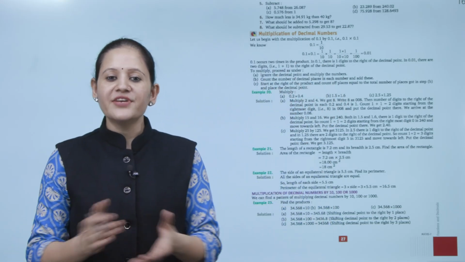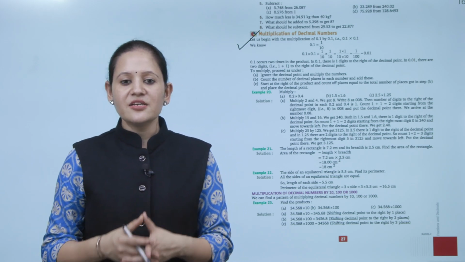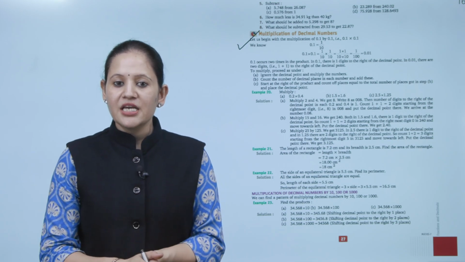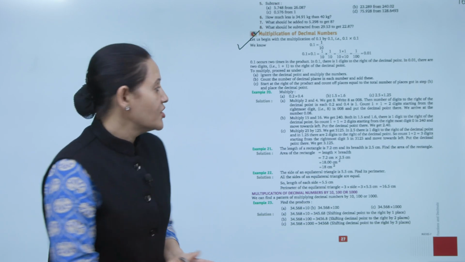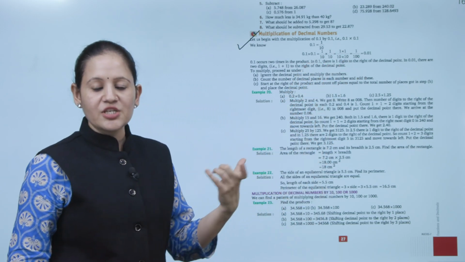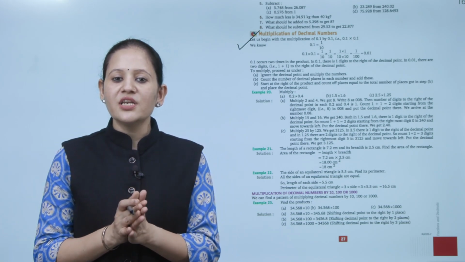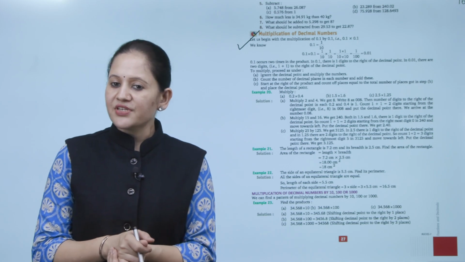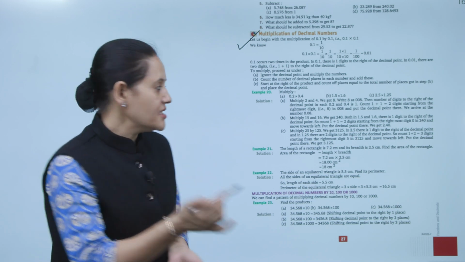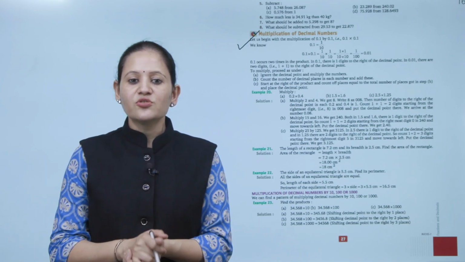Next is multiplication of decimal numbers. Let us begin with the multiplication of 0.1 by 0.1. 0.1 can be written as 1 by 10. So we can write 1 by 10 into 1 by 10, that is equal to 1 upon 100, and that can be written as 0.01. 0.1 occurred 2 times in the product. In 0.1 there is 1 digit to the right of the decimal point. In 0.01 there are 2 digits, 1 plus 1, because the decimal places of both add up, so after 2 digits we place the decimal. Clear?